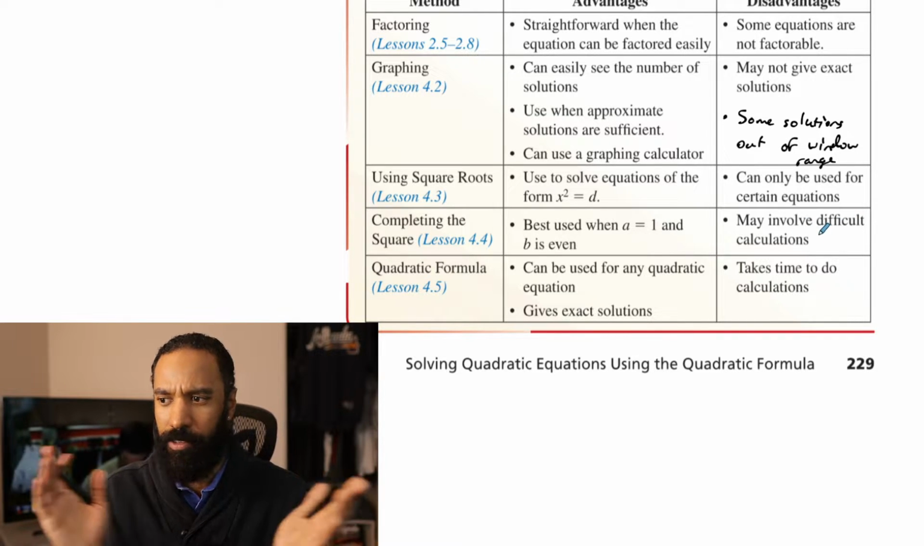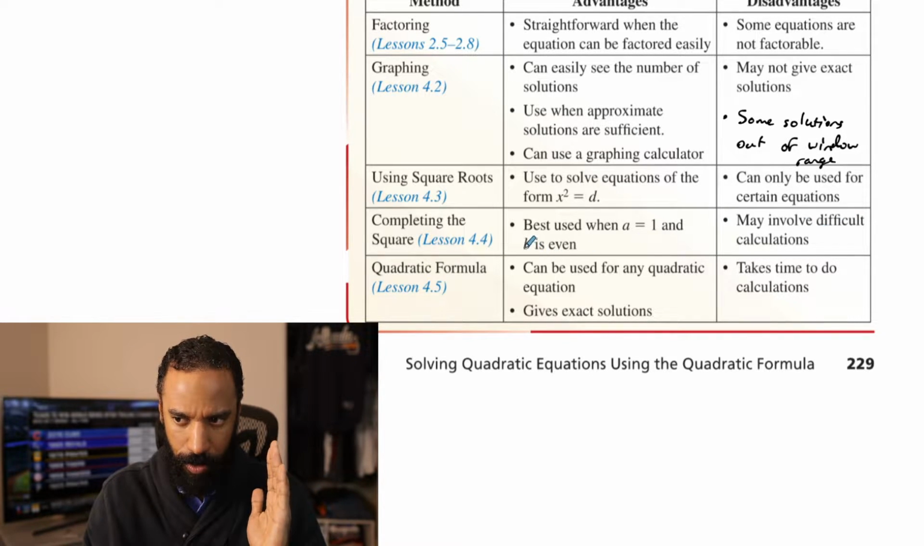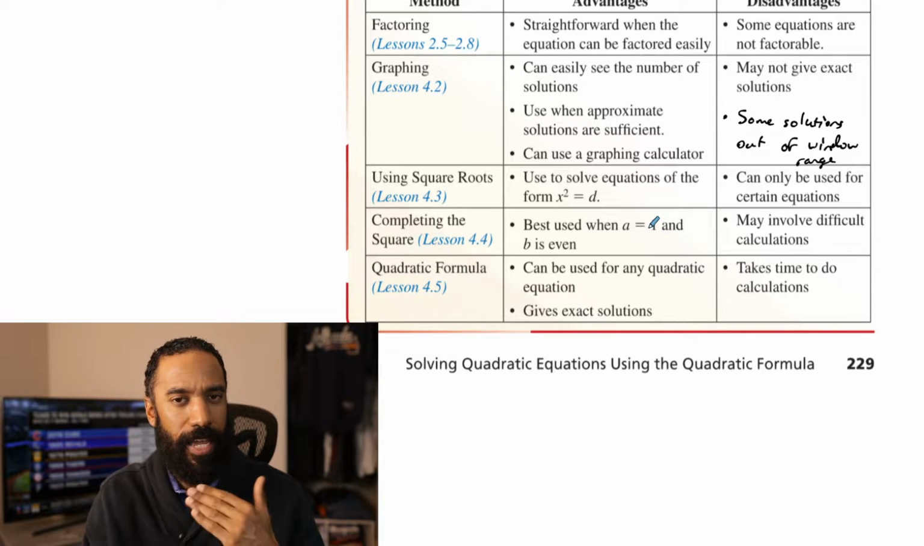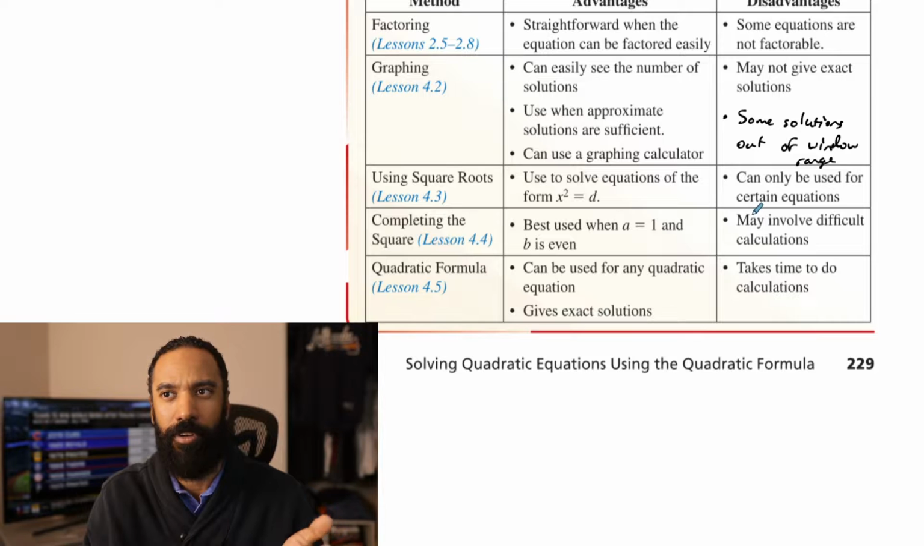May involve difficult calculations. That especially is true if b is odd, or if a is not 1, and by factoring it down you don't get a b that is that way. It can definitely involve that.